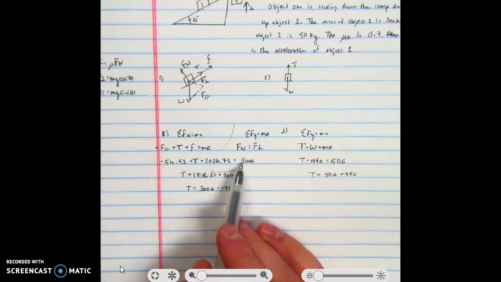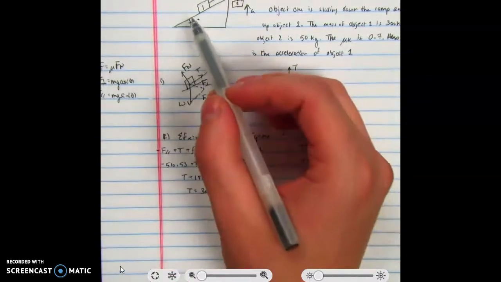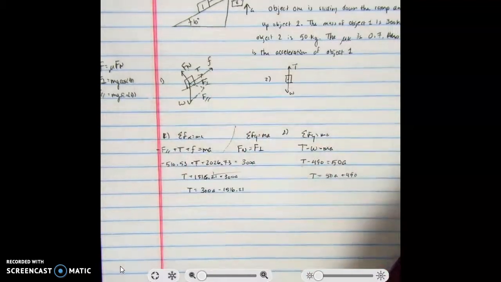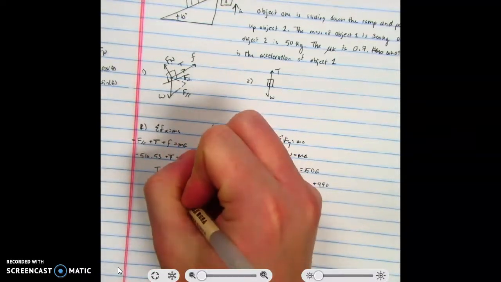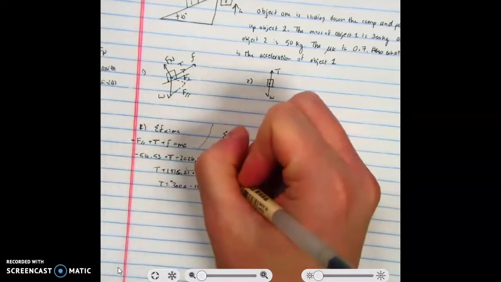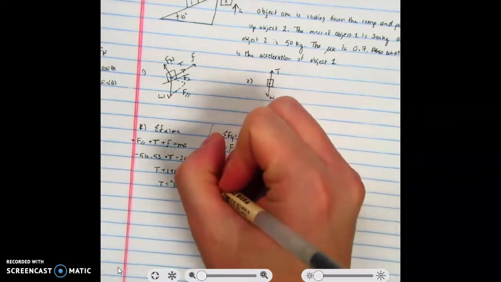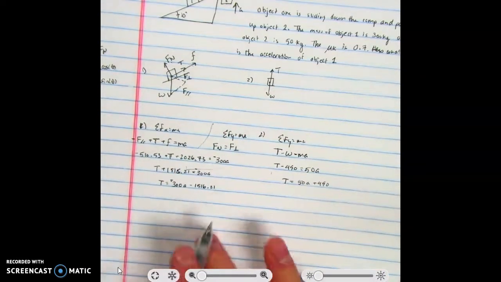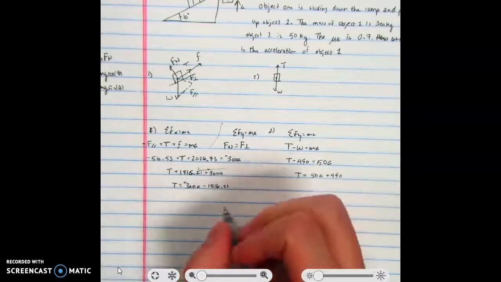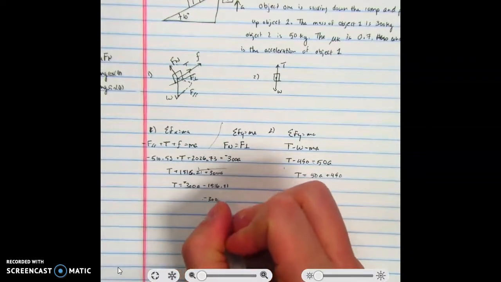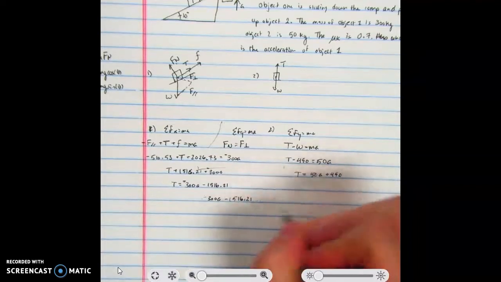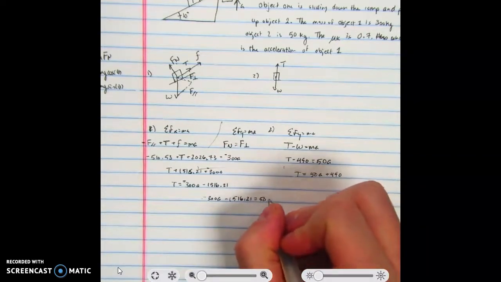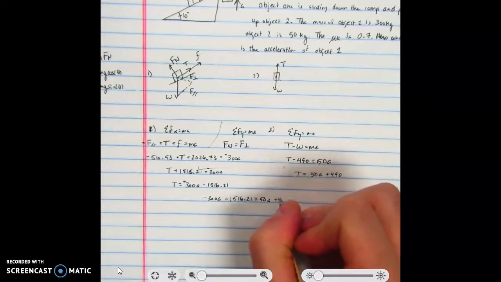Now, let's think about this one before I go any further. This object is sliding down the ramp, so because of that, this actually needs to be negative. I forgot to do that in my equations. So I'm going to throw a negative on all of those. Let's set these equal. I have negative 300A minus 1516.21 equals 50A plus 490.